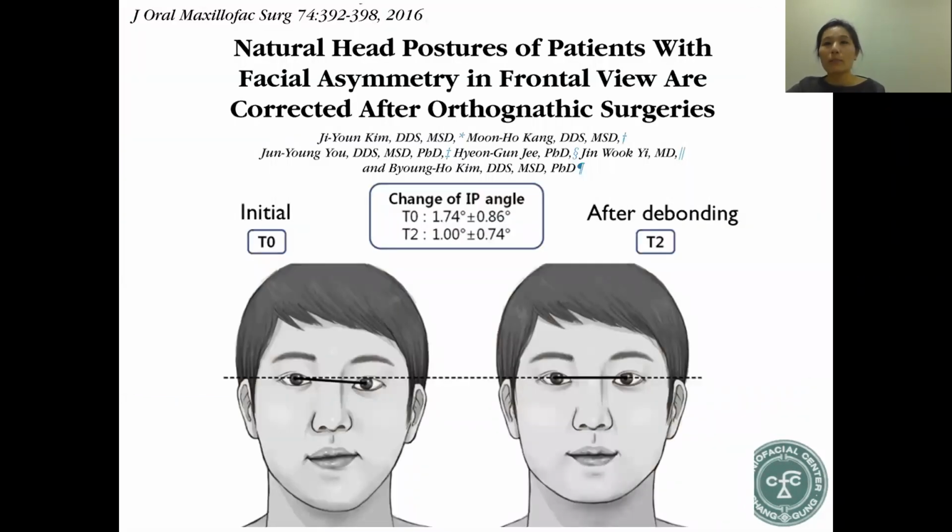And there is a paper published in 2016 that reported that in facial asymmetry patients, the interpupillary line became more parallel to a true horizontal plane after OGS. Patients' habitual natural head posture changed, and this study reflects the importance of natural head orientation before diagnosing and treatment planning. If the OGS plan is based on the patient's tilted head posture, the facial asymmetry will be undercorrected.